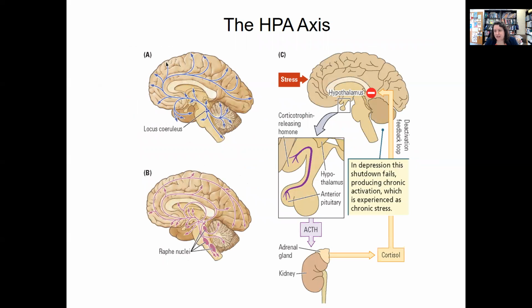So this shows you that HPA axis. There is a shutdown that is faulty in depression. So it doesn't shut down. And so there's this feedback loop where it just keeps going. And so you end up with lots of issues. HPA axis is also implicated in anxiety disorders, similarly. Other neurotransmitters implicated in depression include serotonin and dopamine, and many of the antidepressants actually target those specifically.